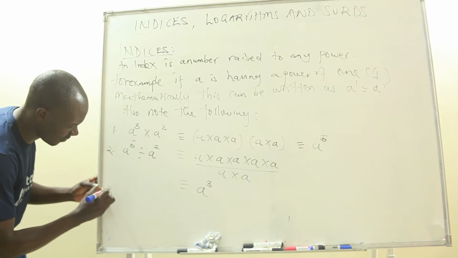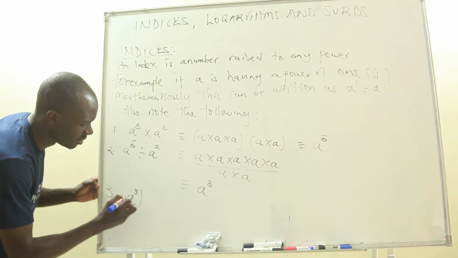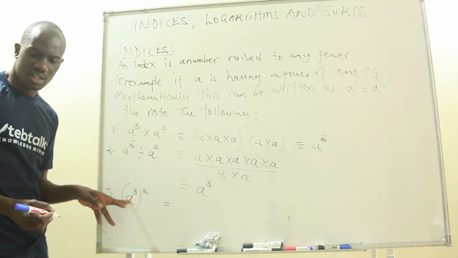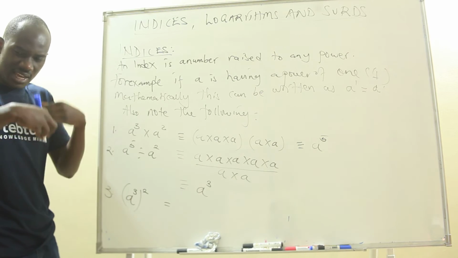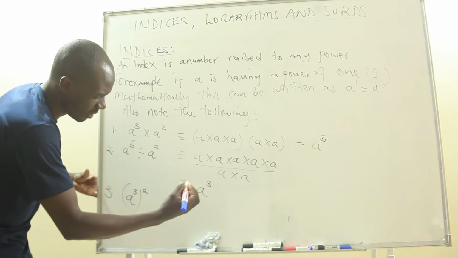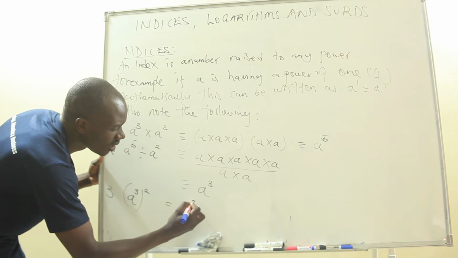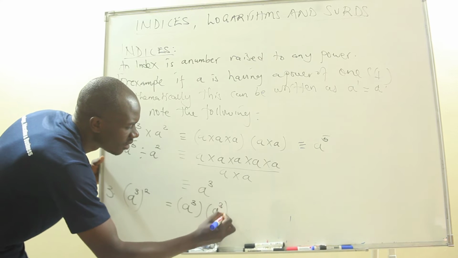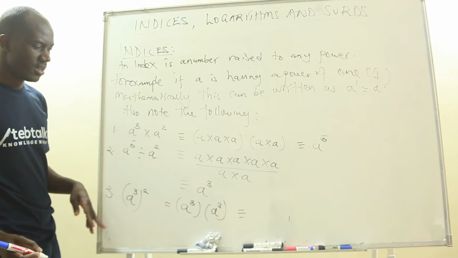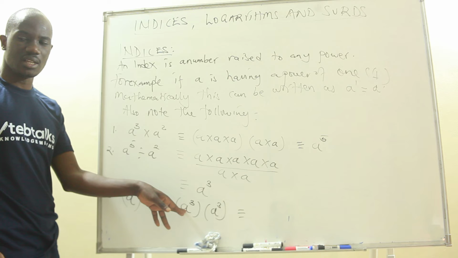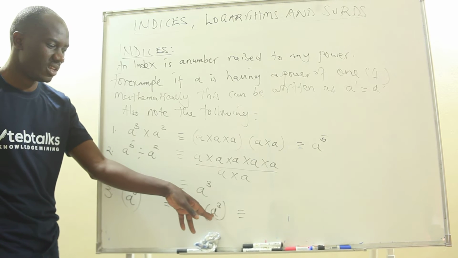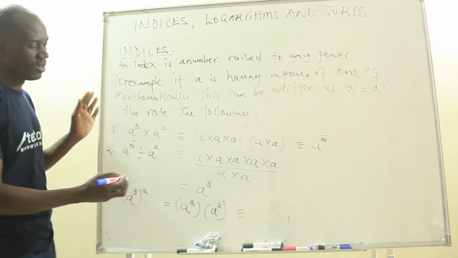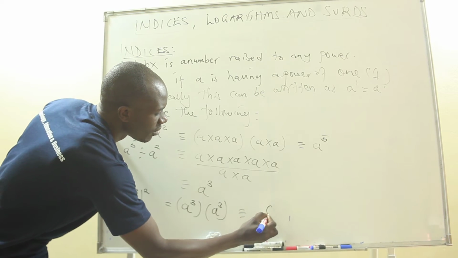Similarly, if I have a cubed power 2, what does it mean? It means an index is appearing 2 times. How do I write this one? This is the same as a power 3 again times a power 3. How many a's are here? There are 3 times. Again, how many a's are here? There are 3 times. So when you multiply them, we shall come out with a power 6.